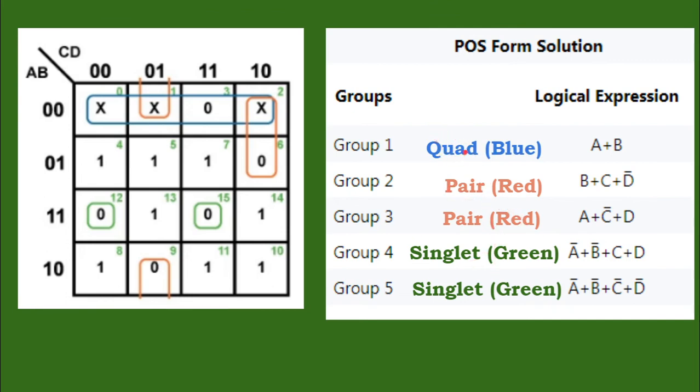As we know, the quad eliminates two variables, the pair eliminates one variable, and the singlet eliminates no variable, because we are using the four variable Karnaugh map. This is the procedure. So let us see how the equation for the blue quad is written. We have to look at the area the quad covers. We can see that this is the area the quad covers, which is 0 0, and here the consecutive zeros 0 0, 0 1, 1 1 and 1 0 are there. They all get cancelled, and no C term or D term will come in the equation.